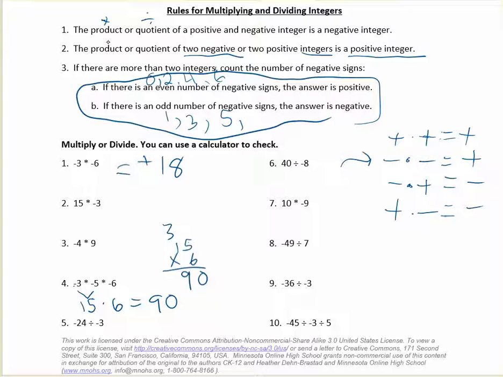I had a negative times a negative, which would be positive 15. And I was multiplying that by a negative 6. Well, a positive times a negative is negative. So my answer will be negative 90. Or I can use the rule that there is an odd number of negative signs. There are 1, 2, 3 negatives. That's odd, so my answer should be negative.